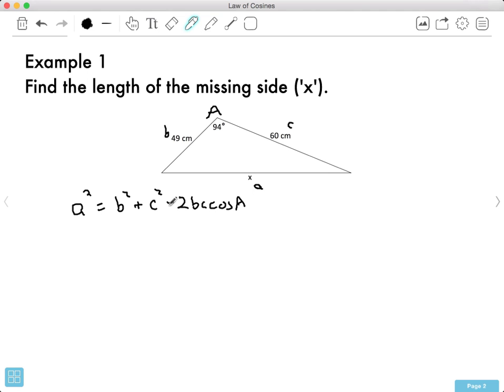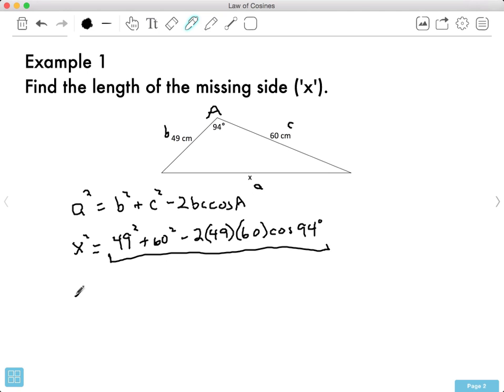So now using this formula, a is x, so I get x squared equals b squared, so that's 49 squared, plus c squared, which is 60 squared, minus 2 times 49, and I'm just showing times with brackets, times 60 times cos of angle big A, which is 94 degrees. Now what I want to do is type this whole thing into my calculator at once. And again, your calculators are going to differ a little bit, especially at the end here with cos 94.